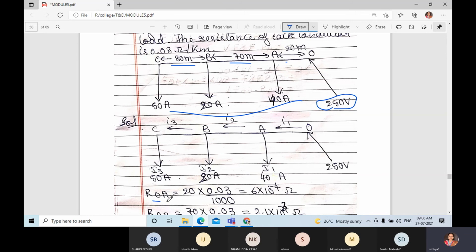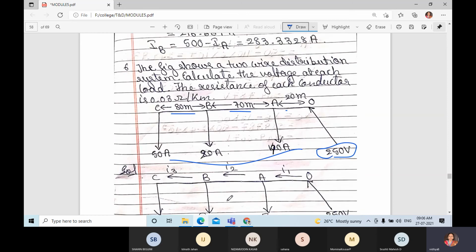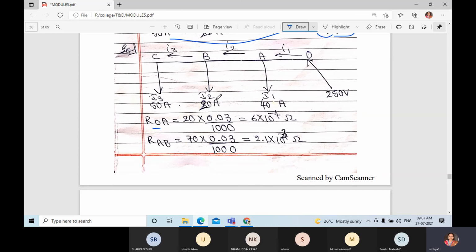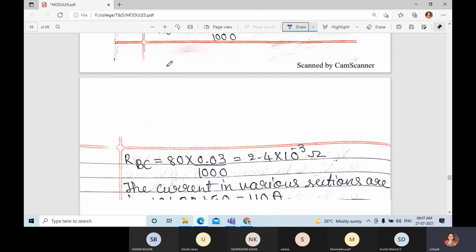ROA is equal to, what we can write, 20, that is the distance, into 0.03 divided by 1000. Why? Because they have given the resistance per kilometer, and a kilometer means 1000 meters, so 0.03 divided by 1000. Similarly, you need to find out RAB, RBC.